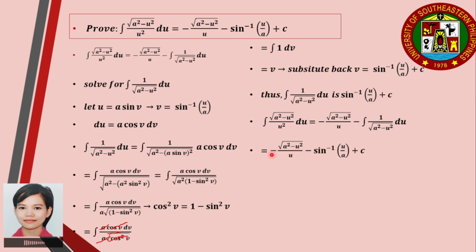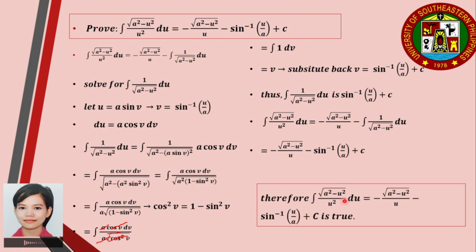So we write this one, no? So equals to negative square root of a squared minus u squared over u minus the arc sine of u over a plus c. From this one, we can therefore conclude that the integral of the square root of a squared minus u squared all over u squared du equals to the negative of the square root of a squared minus u squared all over u minus the arc sine of u over a plus c is true. So you can see here they're similar. Therefore, the item number 2 is proven to be true by integration.